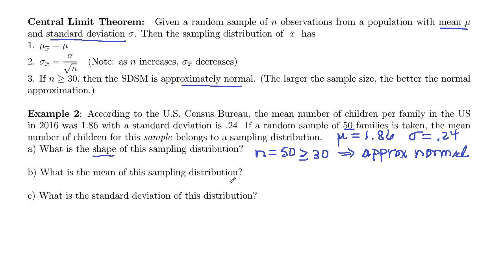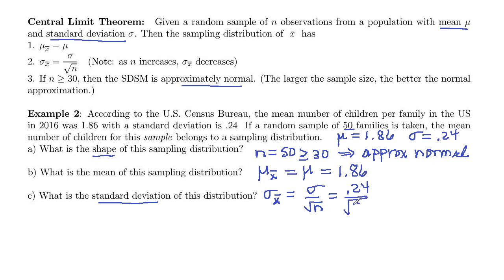What is the mean of this sampling distribution? Well, the central limit theorem says the mean of the sampling distribution is equal to the mean of the population. So the mean of the x bar values is equal to the mean of the population, which is still 1.86. What's the standard deviation of this distribution? That's asking us for sigma x bar, and by the central limit theorem, that's sigma over root n. So our population standard deviation was 0.24, and our sample size is 50.